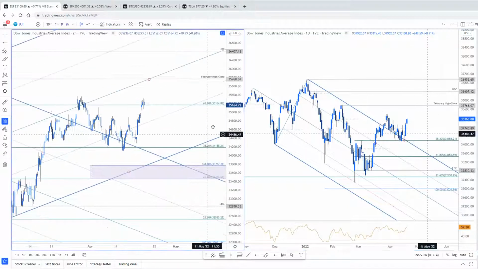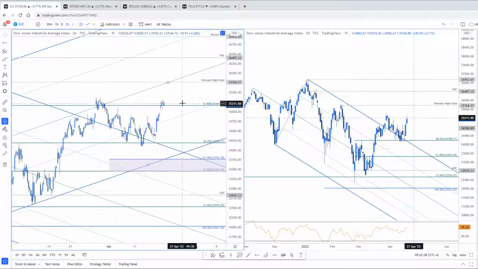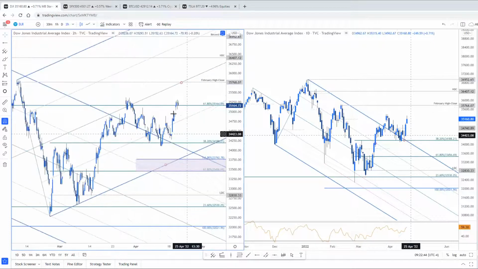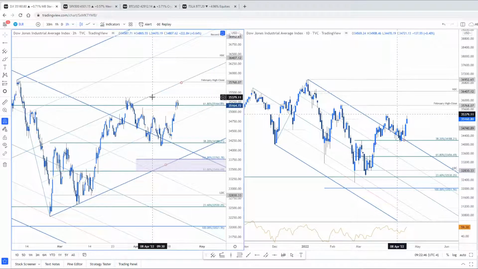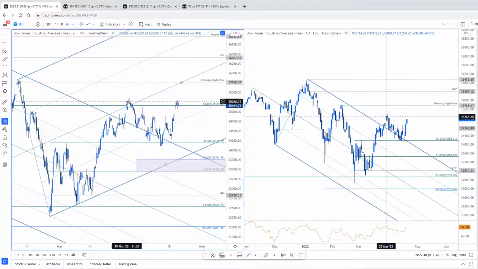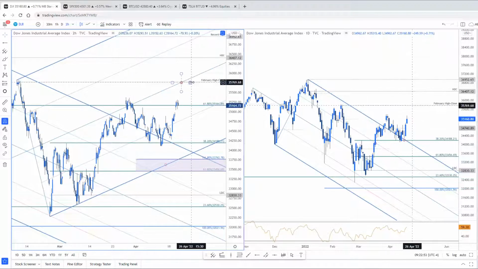I don't like the trade. If we break the highs, the only thing I have on this is 35,768. That's the February high close. So if we break this objective swing high, which is again the April range highs here, that's your rally.